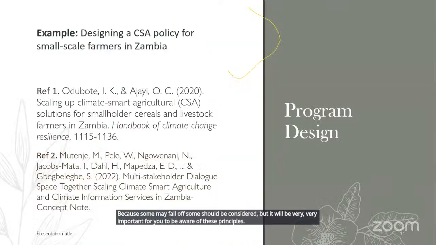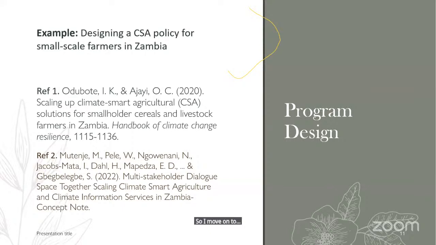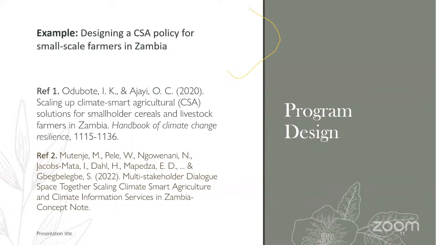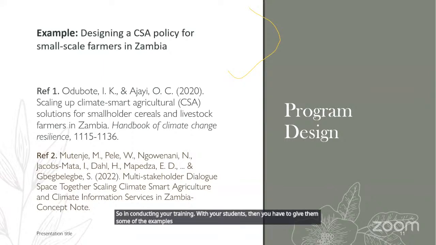So I move on to some of the examples. Now you want to design the program. You will know all those principles that you've been discussing. An example is designing a CSA policy for small scale farmers in Zambia. So when you are conducting your training with your students, you have to give them some examples like what I have done here.